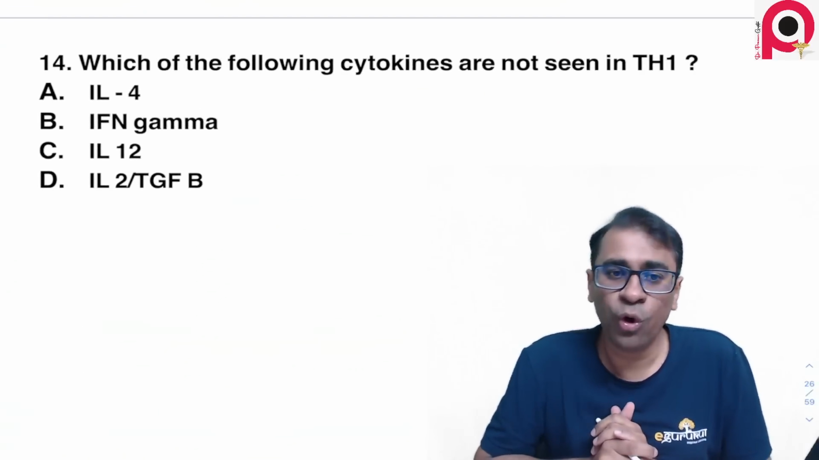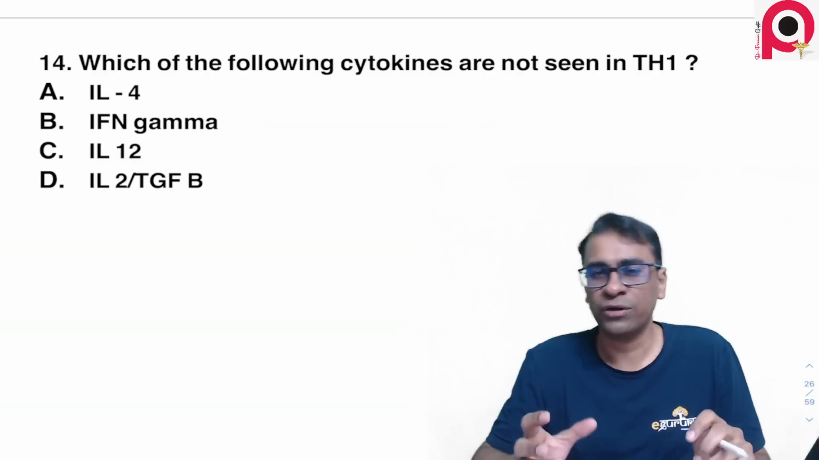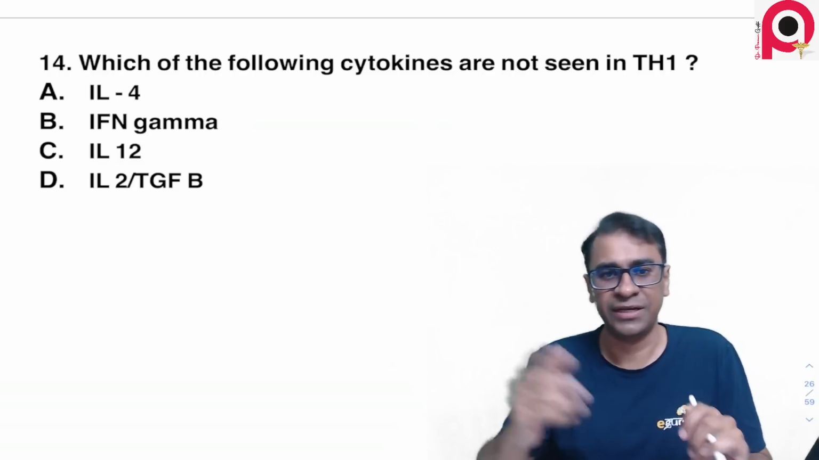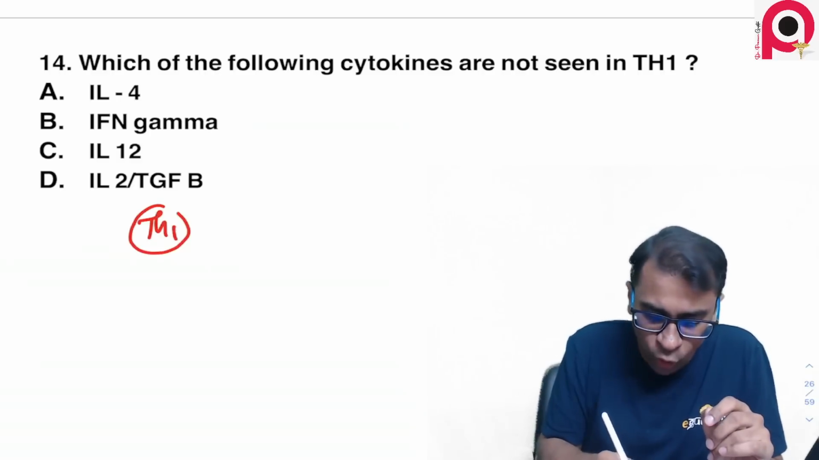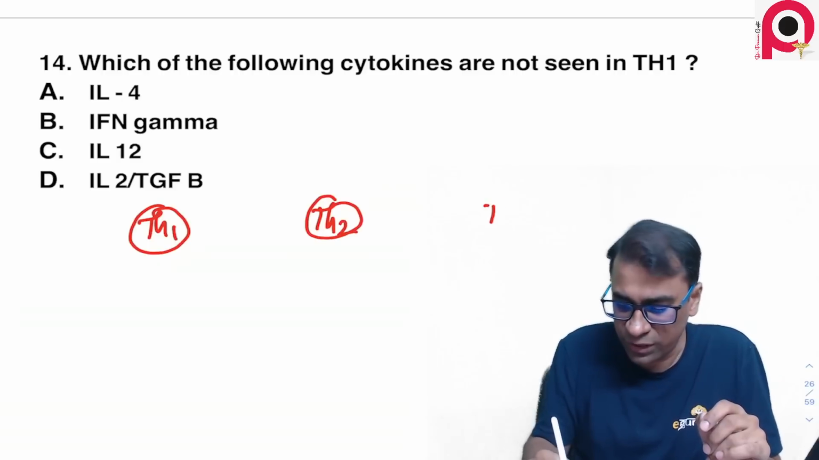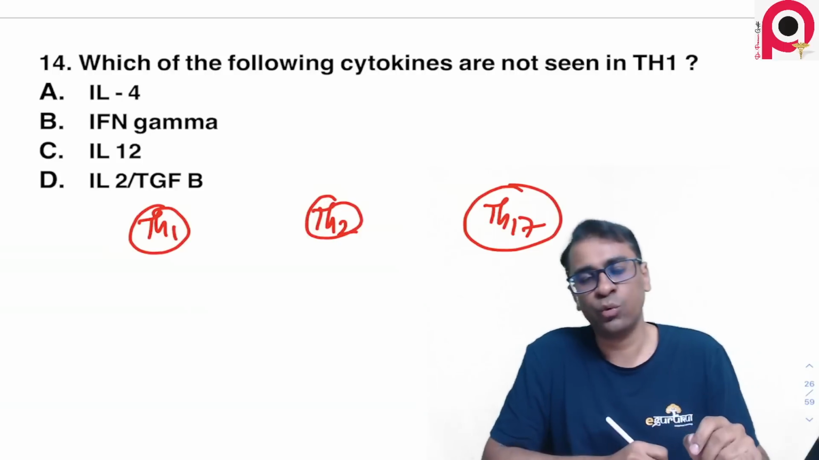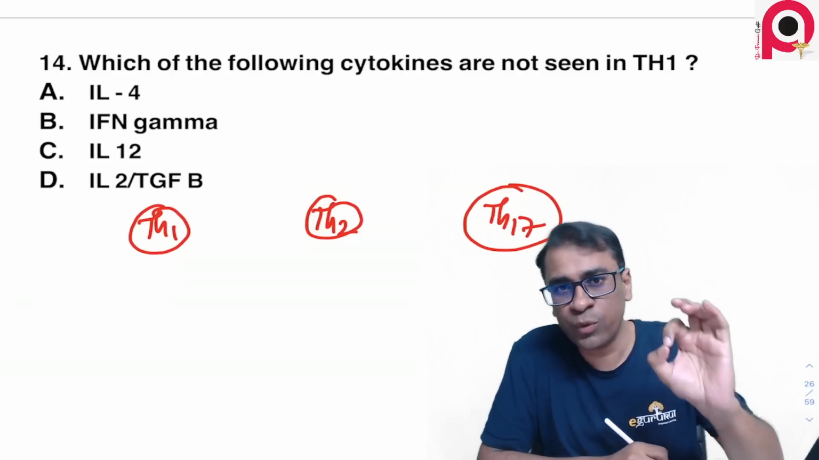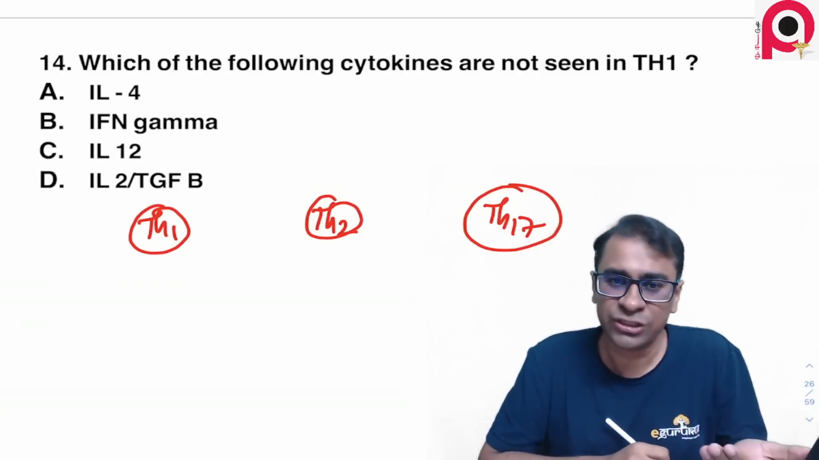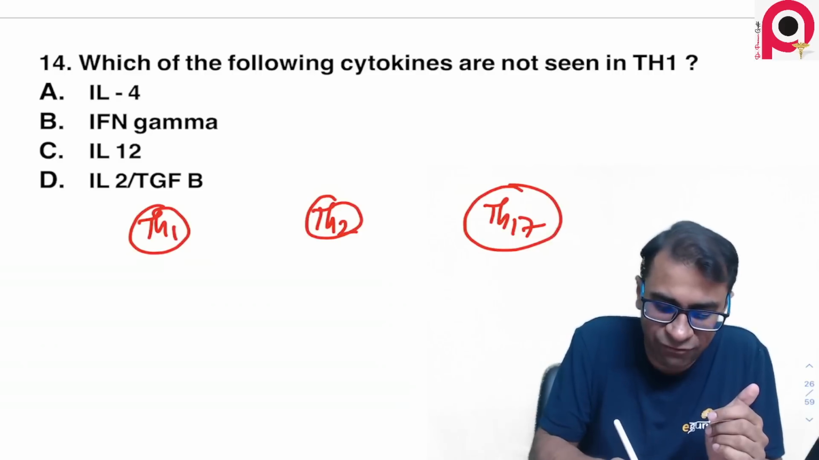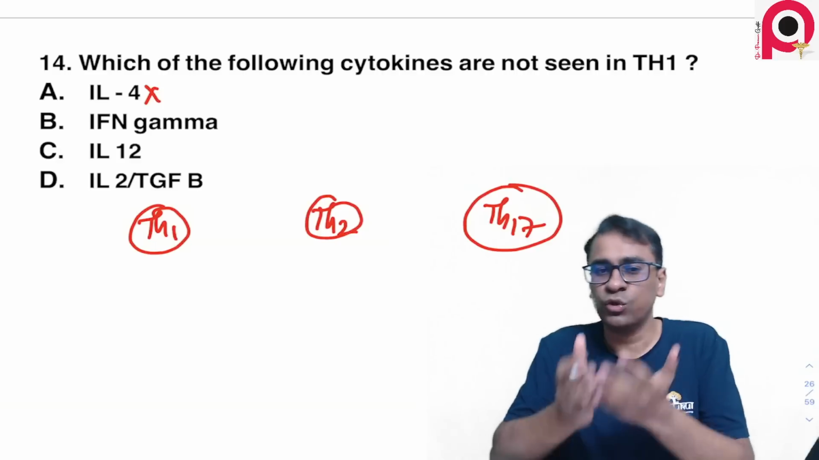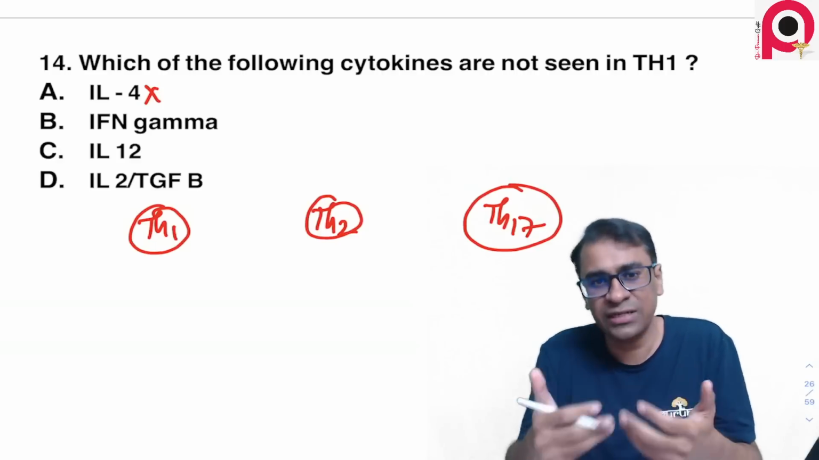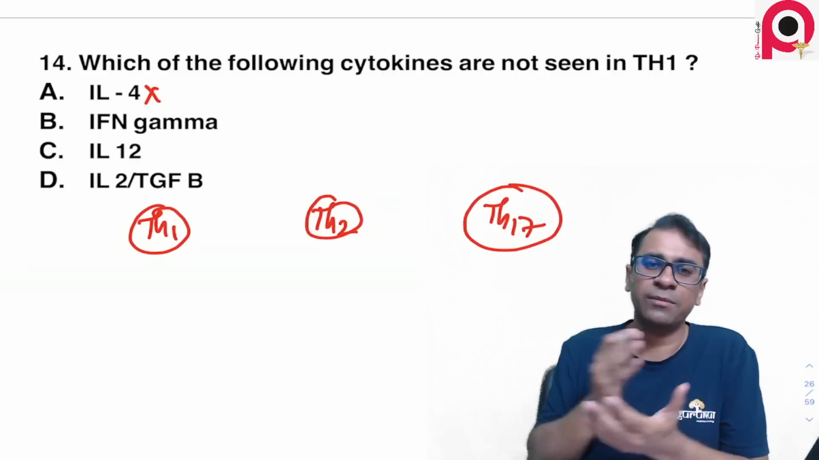I hope you all will remember from my classes when I talk about TH1, TH2, TH17. This is the diagram I always explain to you in the classes. TH1 is T helper cells and TH2 cell is what produces IL-4. So this cannot be the answer. So which cytokine is not seen in TH1? The answer straight away becomes IL-4.